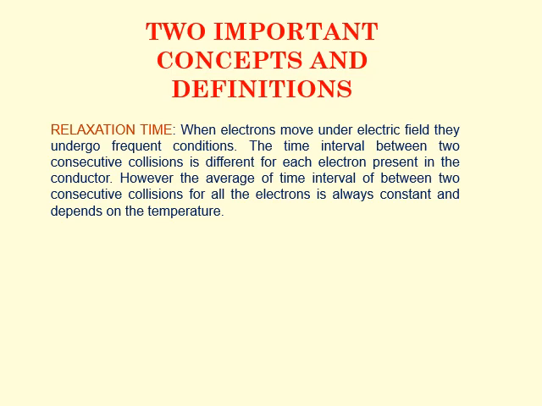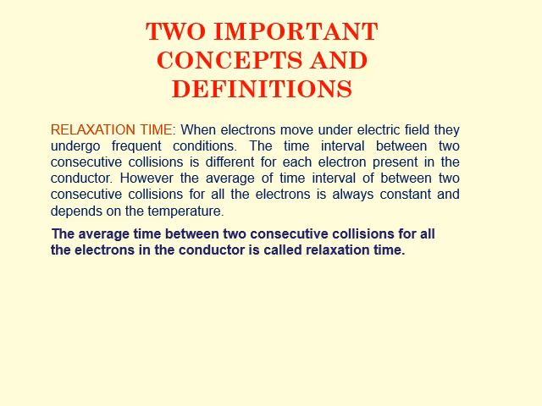The time interval between two consecutive collisions is not the same in general for any two electrons present inside the conductor. However, if we find out the average of time interval between two consecutive collisions for all the electrons inside the conductor, we will see that this average value is always constant and depends on the temperature of the conductor only. This average time interval between two consecutive collisions for all the electrons in the conductor is called relaxation time. It is denoted by Greek letter tau.